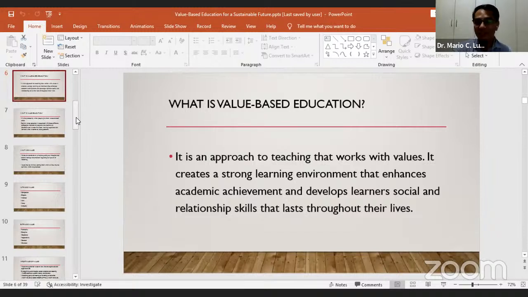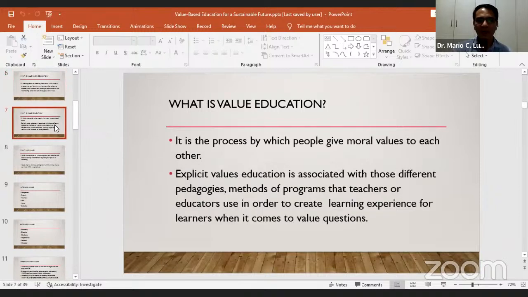But calling the name of the student in a nice way would really mean a lot to the students. And that would create a values-based education. Okay, so another thing is that it's also a process by which people give moral values to one another. Students value their teachers, the students value their classmates, the students value the creations of other students, and therefore we try to give importance to the things that we have in the classroom or even outside the classroom.